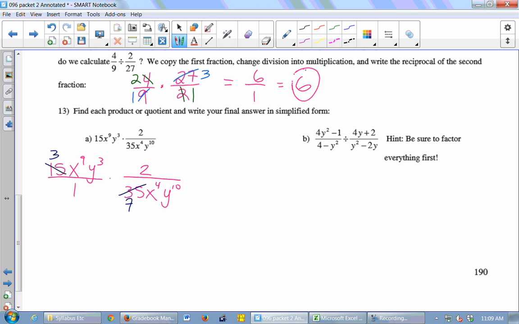Let's move on to the x's. I've got an x to the 9th on top and an x to the 4th on the bottom. When you're dividing like bases, you can subtract the exponents. So I've got x to the fourth on the bottom, that's going to go away, and this one's going to become x to the fifth.